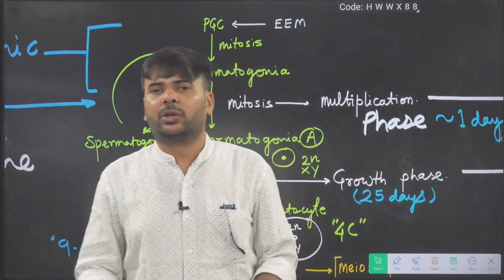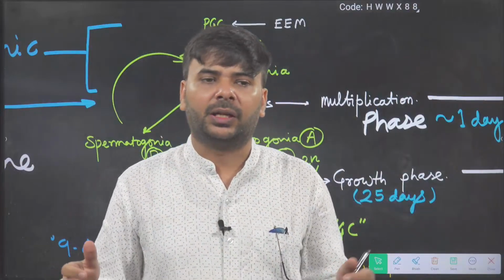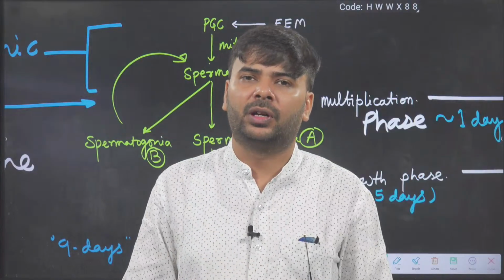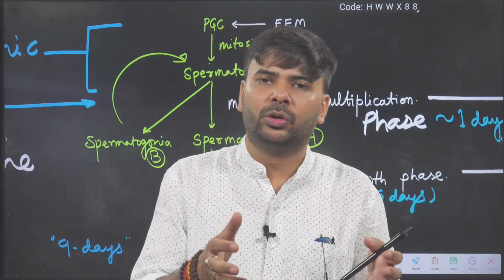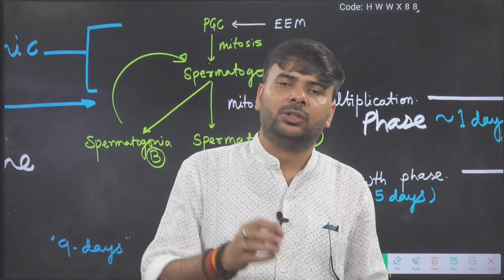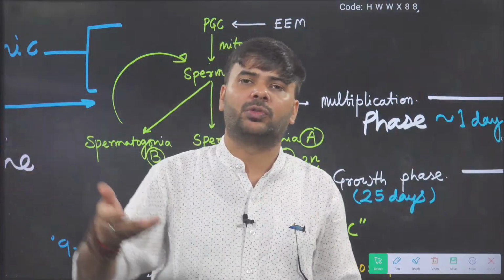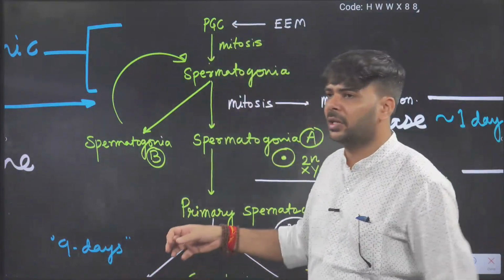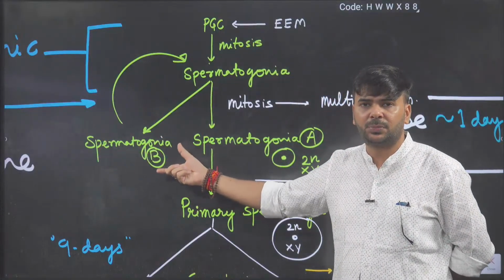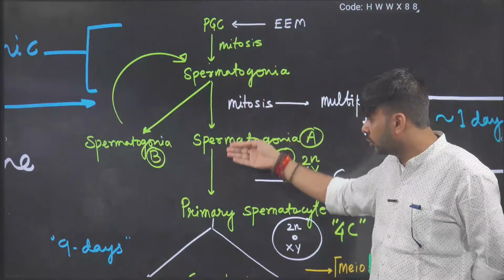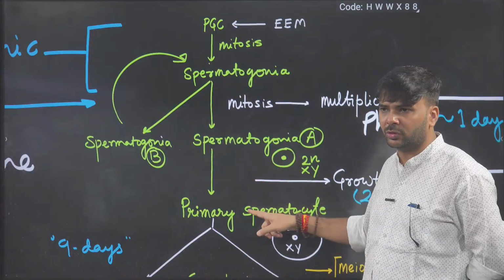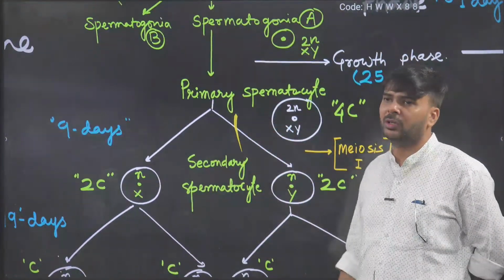Just like seed. Suppose your farm produced 100 kg of paddy, rice. Out of 100 kg of rice, 80 kg you use for your food purpose. The remaining 20 kg you keep for next year's cultivation. So it is what? Reserve seeds. This is again reserve seeds, or reserve sperm mother cells, and these are going to be in division. Spermatogonia enters into growth phase and forms primary spermatocyte.